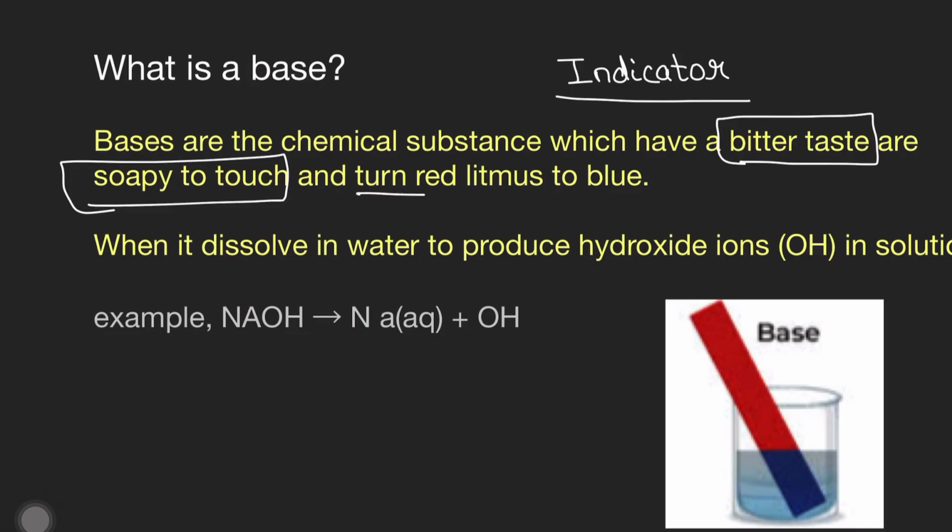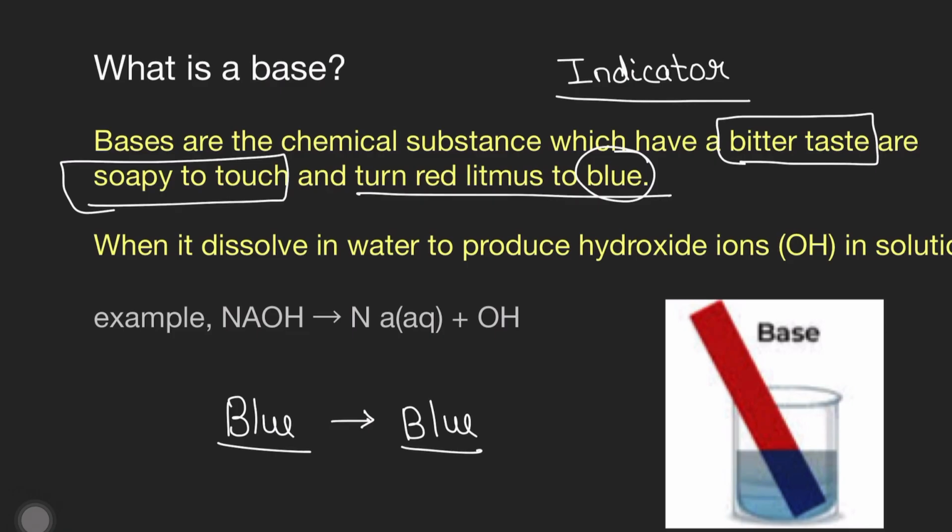Now what if we put the litmus paper into a base? It turns the litmus paper blue. In the previous case, when we were discussing acids, it turned the litmus paper red. Now a base turns the litmus paper blue. What if the litmus paper is already blue? It won't change its color again. When we put it into the base, it will remain blue only.